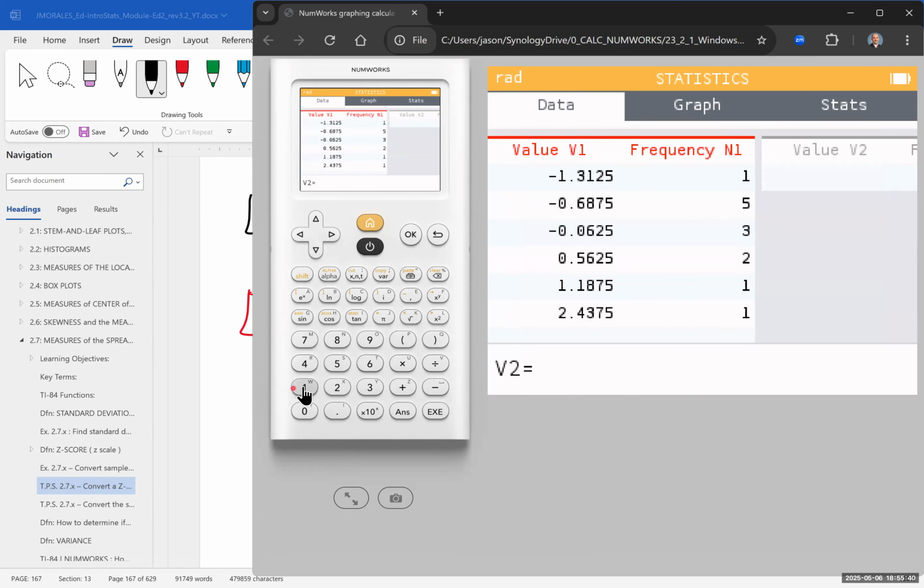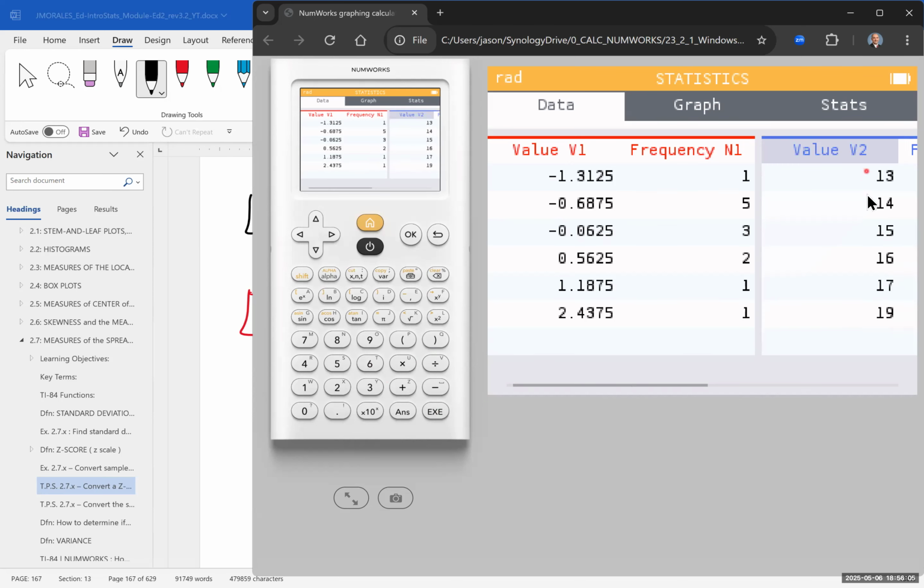Okay, X bar, I said it was 15.1 plus. These are our Z-scores, so I'm going to put in V1. To put a capital V, which is right here, I need to hit Shift, Alpha, and divide. So V1 times our standard deviation, which was 1.6. Execute. 13, 14, 15, 16, 17, 19. Look at that.